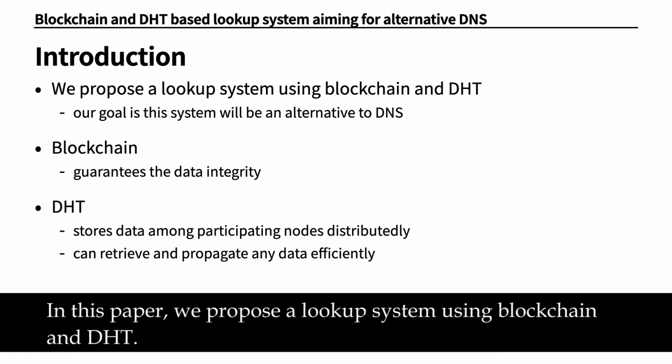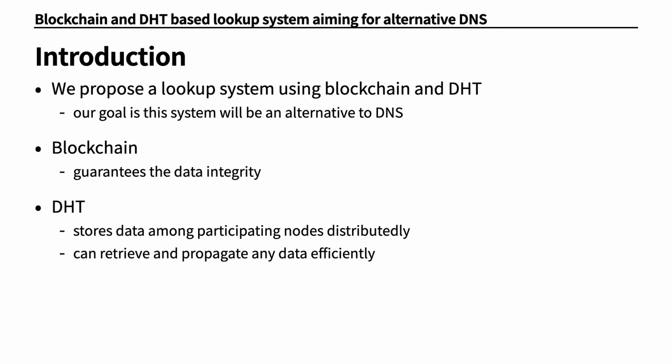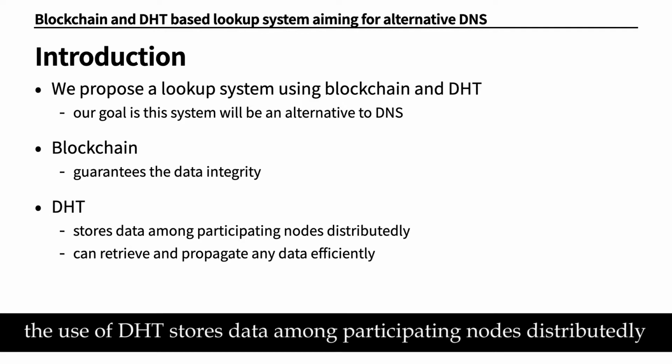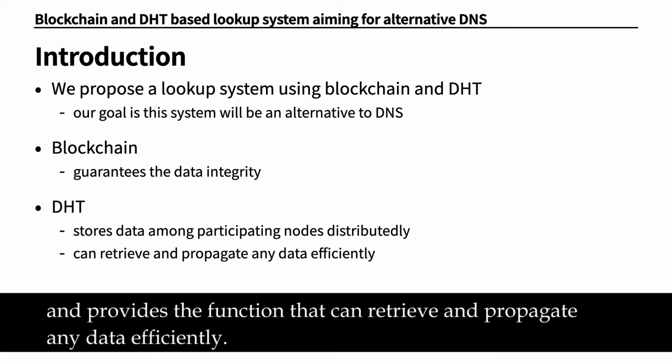In this paper, we propose a lookup system using blockchain and DHT. The use of blockchain guarantees the integrity of stored data, and the use of DHT stores data among participating nodes in a distributed tree and provides a function that can retrieve and propagate any data efficiently.